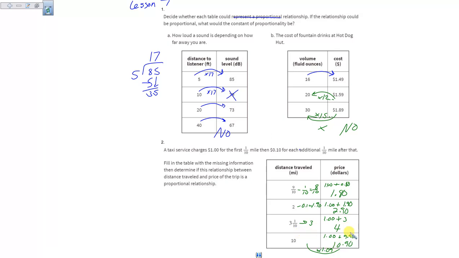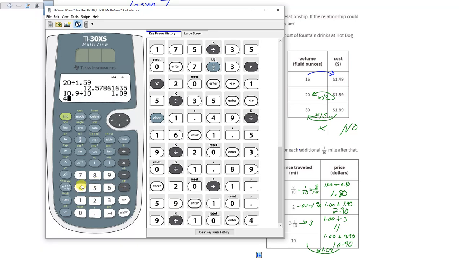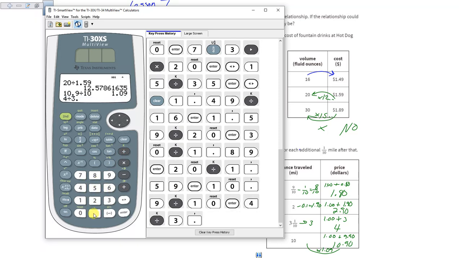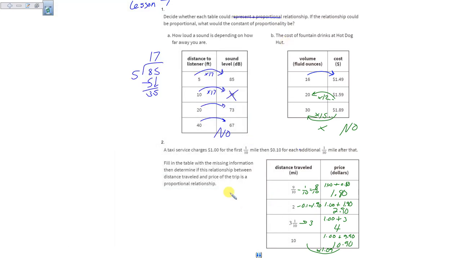Let's see if that works for this one too. 4 divided by 3.1. Ooh, no. Close, but no cigar. 1.29. So there's not a relationship here. So we filled in the table, $1.80, $2.94, $10.90, but not a proportional relationship. And we knew that because there was going to be addition in there. Proportional relationships are just multiplied by things. If you got to add to find your amounts on the other side, you're not going to have a proportional relationship.